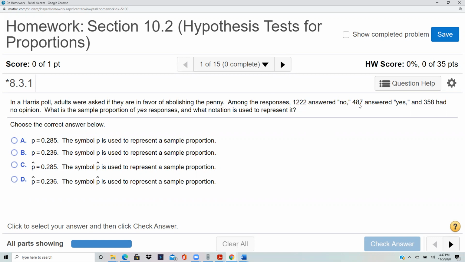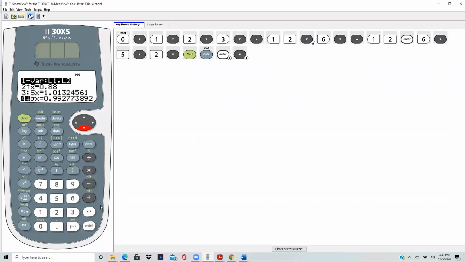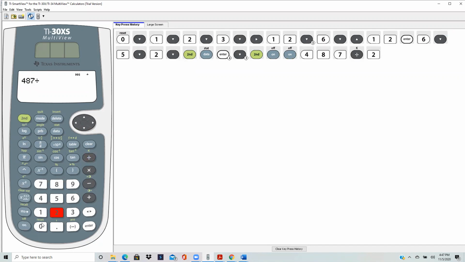1222 plus 487 is 1709, plus 358 is 2067. So the total count is 2067 and 487 answered yes. So 487 divided by 2067 is 0.2356.